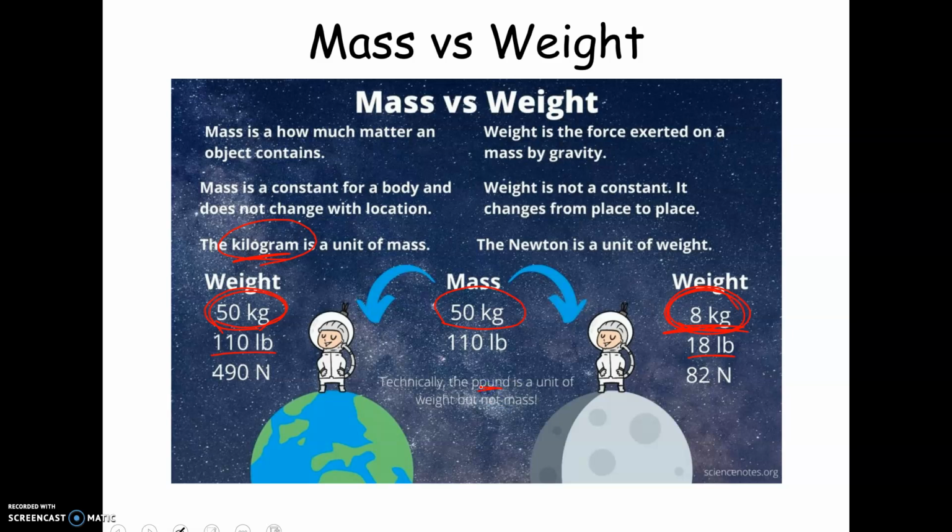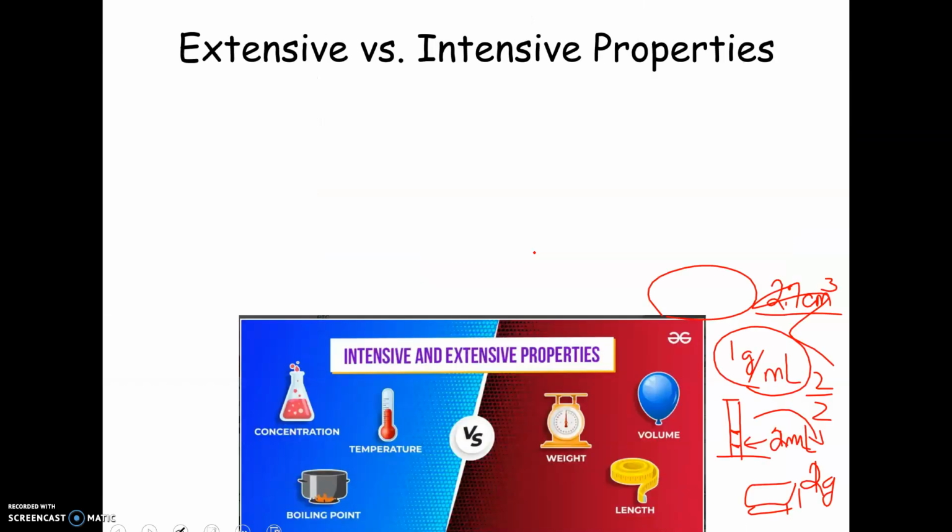Typically, pound is a unit of weight, but not a unit of mass. My mass would be the same whether I was on the Earth or the moon. And technically, the unit for weight usually is newtons. This is more of a physics concept, but I just wanted to touch on it very briefly.